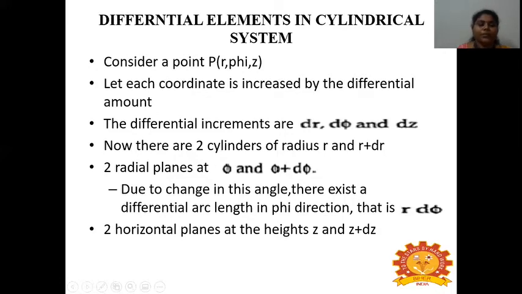So there will be two cylinders, one of radius r and the other with radius r plus dr. And again, two radial planes: initially we had phi, and now we will have one more plane with phi plus d phi. Due to the change in this angle, there exists a differential arc length in the phi direction, called r d phi. And there will be two horizontal planes at height, one initially z and the next z plus dz, which is due to the differential increment in the height of the second cylinder.